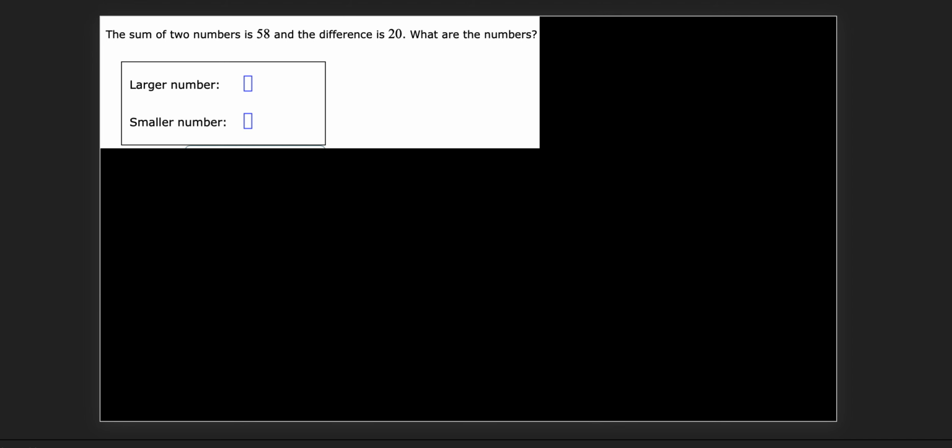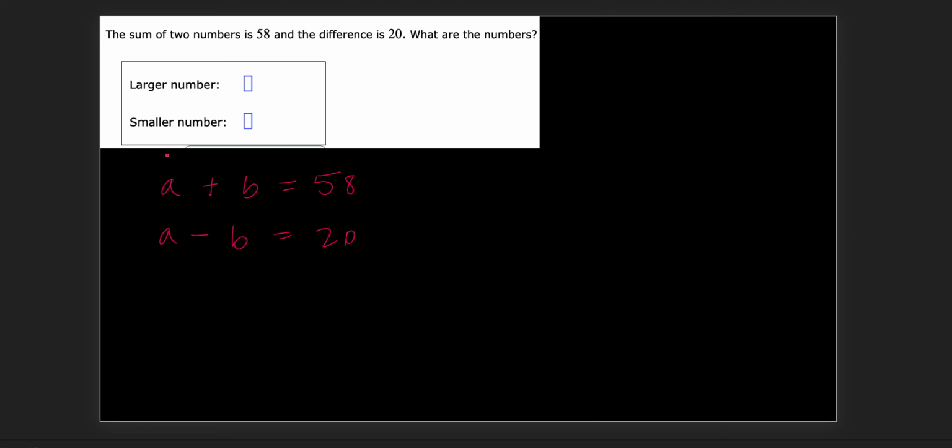On the next problem, the sum of two numbers is 58 and the difference is 20. What are the numbers? So you got a couple numbers again that we're adding, like A and B, and the sum of them is 58, and the difference of them, so A minus B, is 20. Find the numbers. So you have your system there, so you can use substitution, you can use elimination, either one. I'll choose to use elimination since they're set up so good.